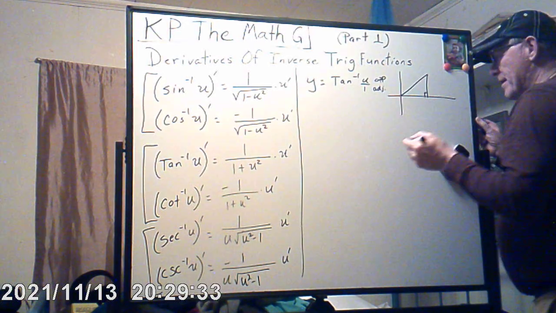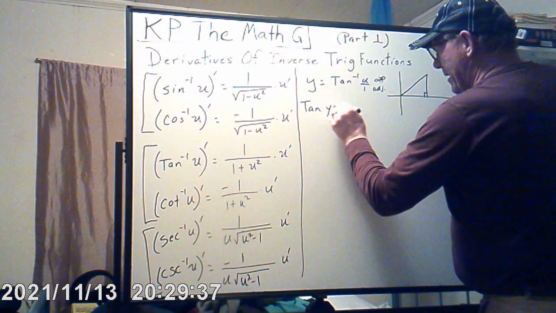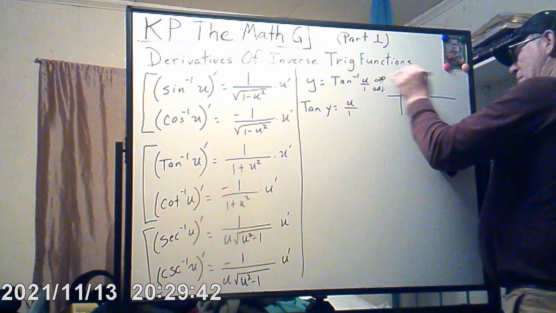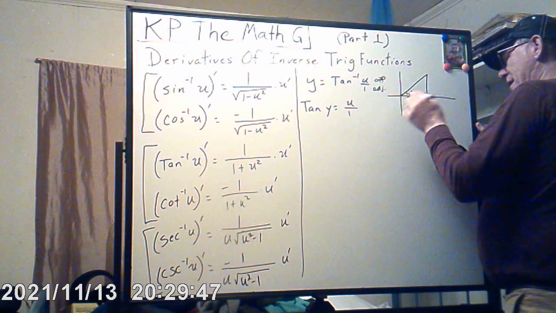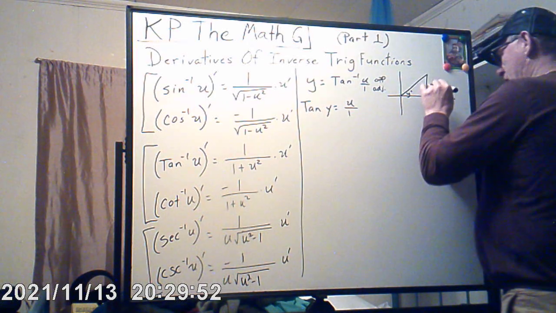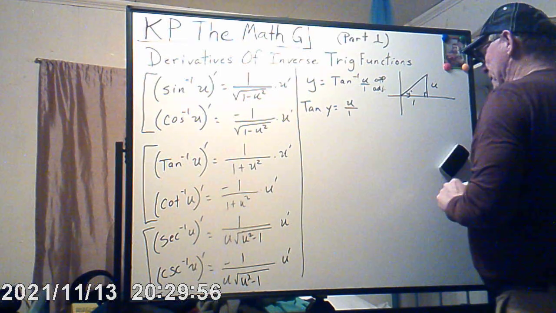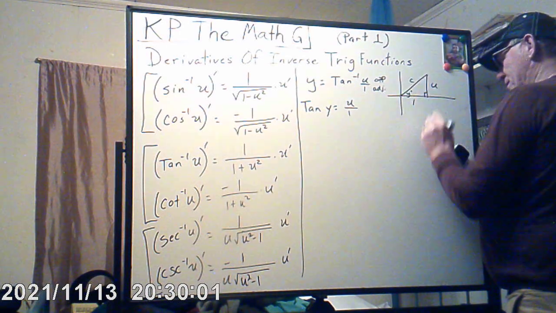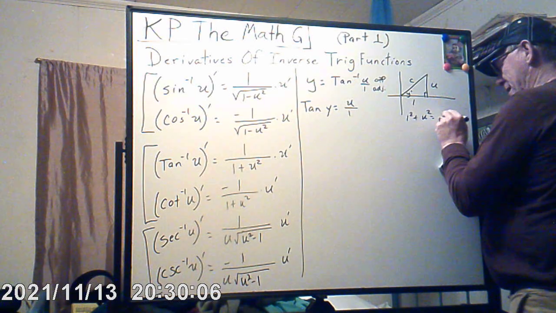Let's go back over here and rewrite this. Tangent of y is equal to u, but u is u over 1. So opposite is here, here's y, I should put degrees there. This is going to be u over 1, opposite over adjacent. Then we can use the Pythagorean formula to find out what c is. So 1 squared plus u squared is c squared.